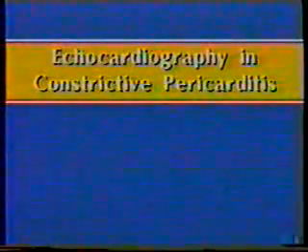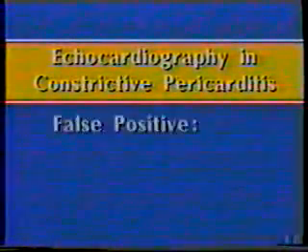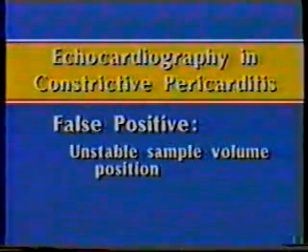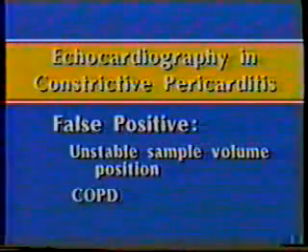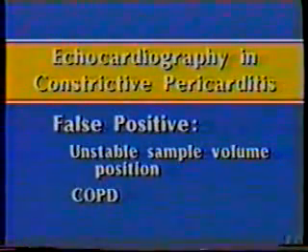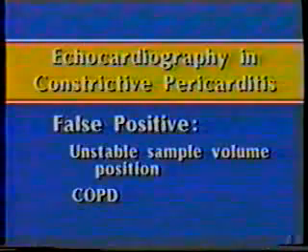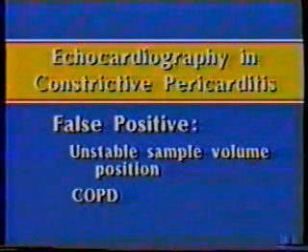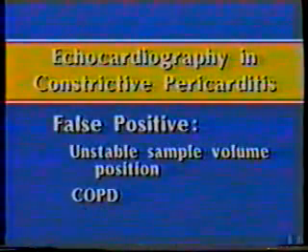Pitfalls in Doppler diagnosis of constrictive pericarditis include false positive diagnosis with unstable sample volume position or chronic obstructive pulmonary disease. The former can be avoided by frequent imaging during the exam and by paying attention to the cyclic changes in the IVRT.